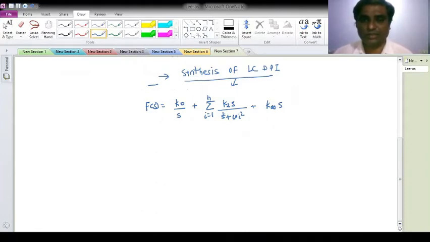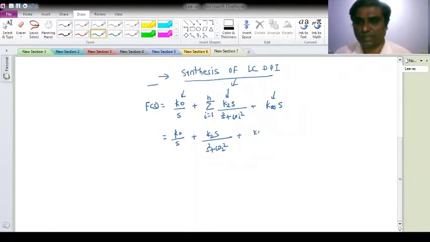Basically I have to find the residue at origin. Similarly, I have to find the residues at the poles on the imaginary axis. Also I have to find the residue at the pole at infinity. Okay, suppose I take a special case: k0 by s plus k2 s over s square plus omega 2 square, plus one more, k4 s over s square plus omega 4 square.